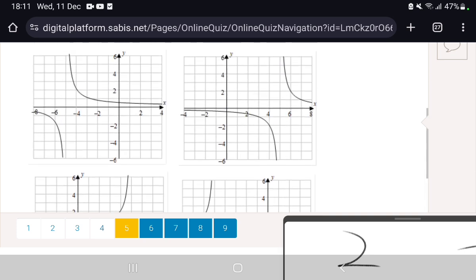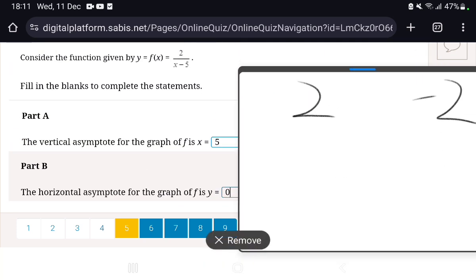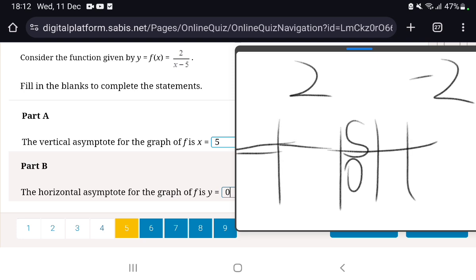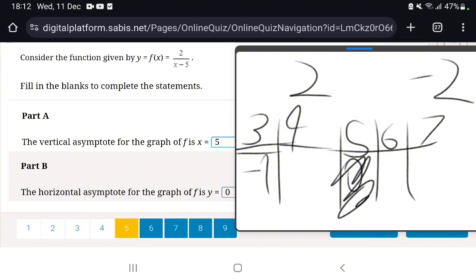Part C. For this one we substitute by points. So we have 5, 0, we take 2 points before and 2 points after. So 6, 7, no, this here, 4, 3. For this one it will be 2 over negative 2, which we will get negative 1. For this one we get negative 2. If we substitute x by 6 we get 2, and if we substitute x by 7 we get 1.